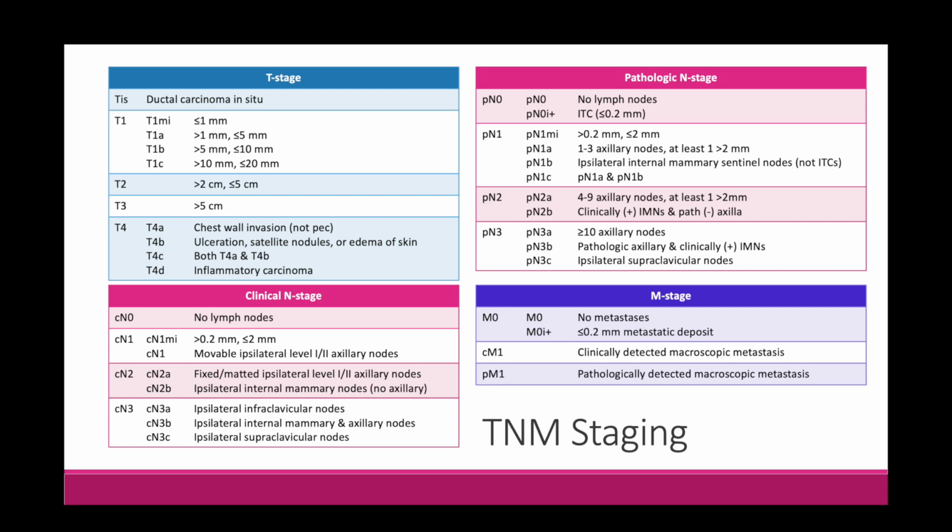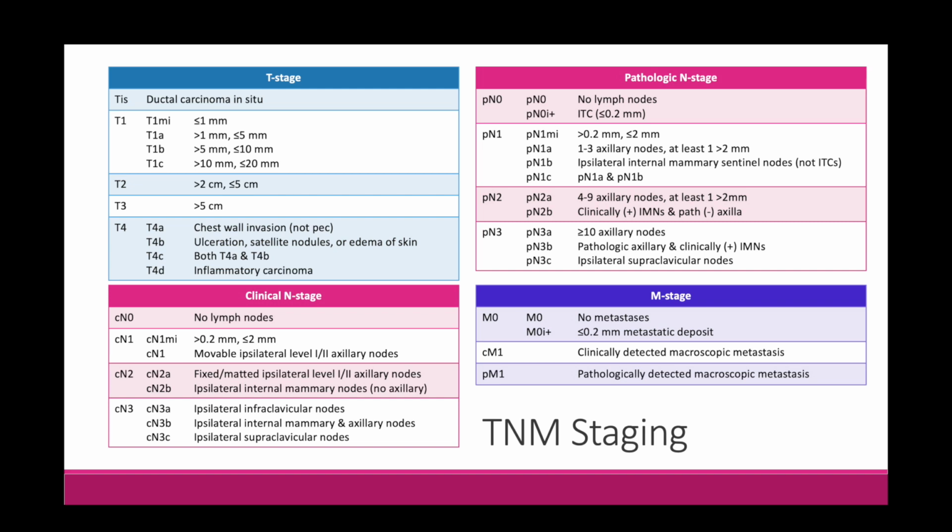And then pN1c is if you have both 1 to 3 axillary nodes that are at least 2 millimeters in size, plus the ipsilateral internal mammary nodes. So pN1c is N1a and N1b combined. Moving on to pN2. Remember, pN2a was 4 to 9 axillary nodes. pN2b is if you have clinically positive IMNs and a pathologically negative axilla. So pN2b is kind of the same as cN2b because we just had the ipsilateral internal mammary nodes and no axillary nodes. But just remember that pN1b is if you had ipsilateral internal mammary sentinel nodes.